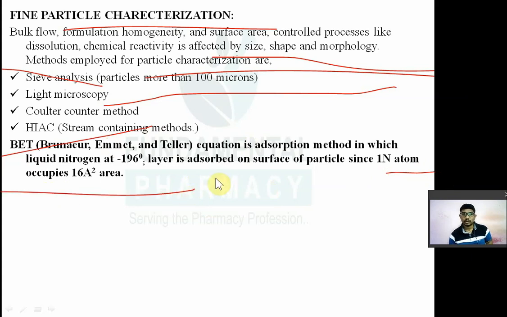Okay, so liquid nitrogen at minus 196 degrees. The powder is subjected to this liquid nitrogen and it is analyzed. So one nitrogen atom will occupy 16 angstrom unit area. Okay, remember. इसके ऊपर भी क्वेश्चन आ चुके हैं जीपैट में, नाइपर में. So BET equation means Brunauer-Emmett-Teller equation, determination of particle surface area by adsorption method.